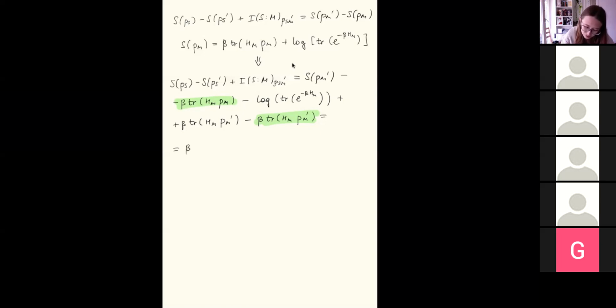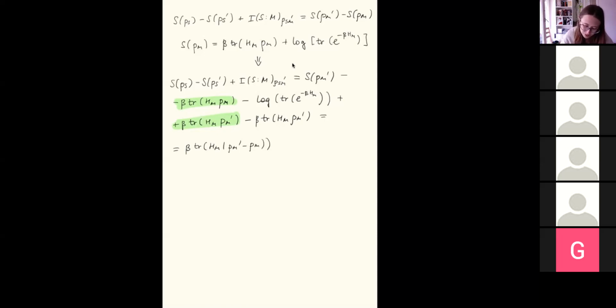Sorry, I highlighted the wrong term. Of course, we need to use the first one. We need the one that goes with the plus. So what we get here is beta trace H_M (rho M prime minus rho M).